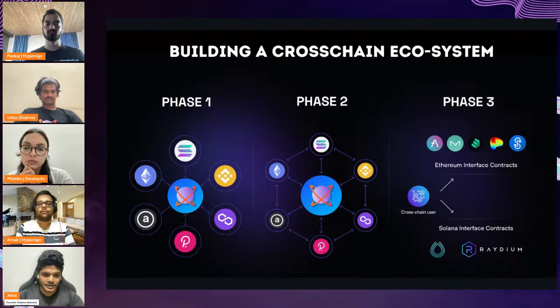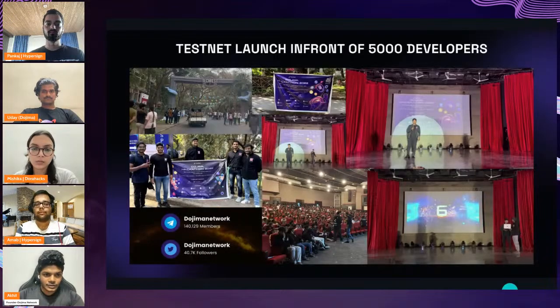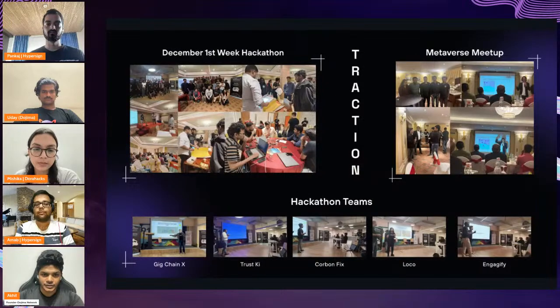complex cross-chain applications. So in order to build our developer ecosystem and to accomplish our mission, we launched a testnet in front of 5,000 devs at IIT Bombay in December of 2022. And from then on, as part of our mission, we've been continuously organizing hackathons and meetups since the testnet launch, a minimum of a couple of hackathons a month and frequent meetups.